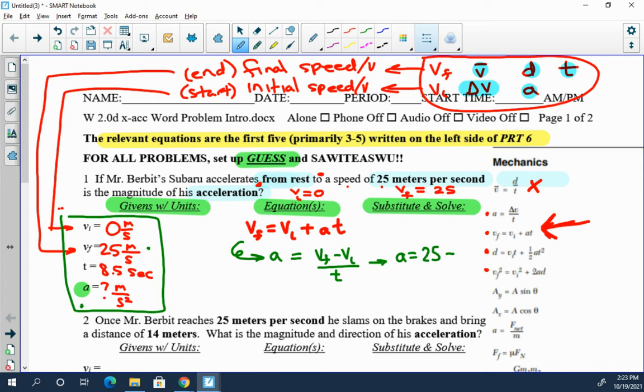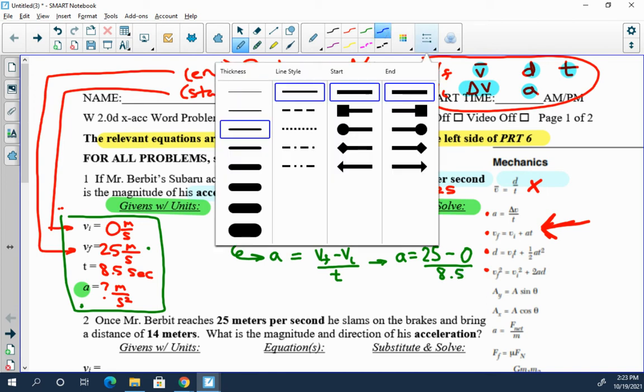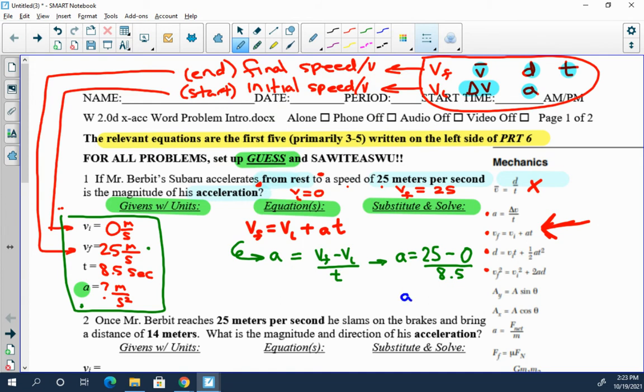25 minus 0 was VI, meters per second, divided by 8.5 seconds. And then, of course, your final answer, A is going to be 25 over 8.5. And whatever it says in the answer key there, that's going to be correct. And what's it say? So, what's the answer, number 1? Oh, I didn't do that. Look at the key. Oh, 2.9 meters per second. Okay, 2.9. And you need to know the unit on the answer. That's why we write it over here with our givens.